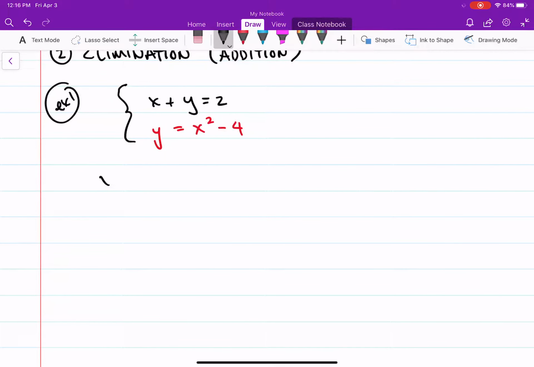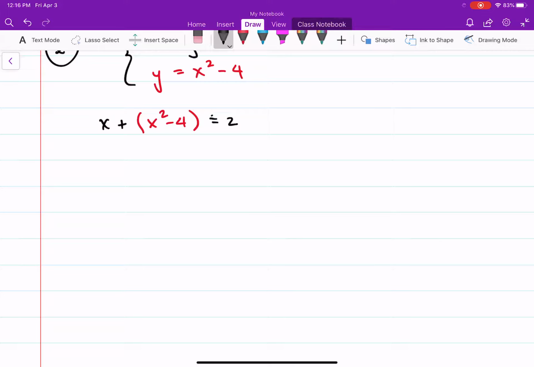So I'm going to have x plus parentheses x squared minus 4 is equal to 2, okay? And anytime you do substitution, you should always put it in parentheses, just in case the sign in front of it was a negative, we would have to then distribute that negative through before we get rid of the parentheses. So parentheses is always a good thing to have just in case, okay? So since there's nothing to distribute through, or a 1 to distribute through, then we still have the same thing, all right?